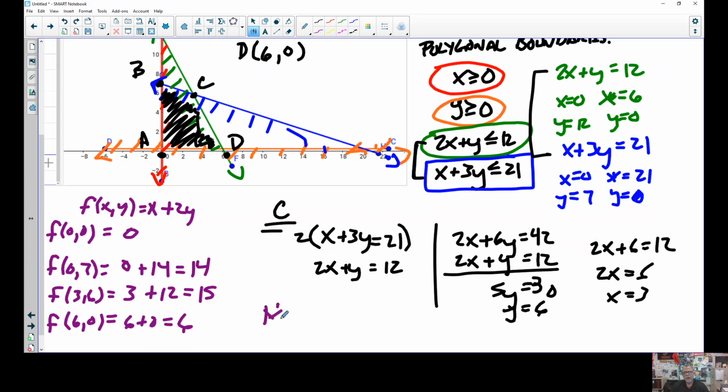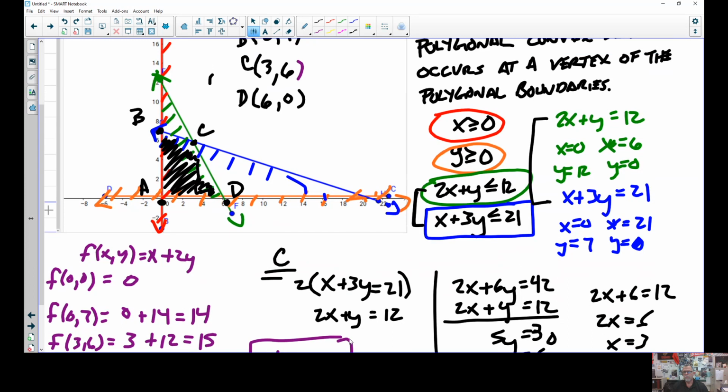So our max value, and they want the max value, not where it happens. They didn't ask for where it happens. They just want the max value. The max value is 15. The minimum value is 0. And that would be the final solution to all that work.